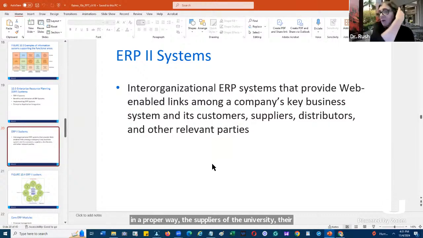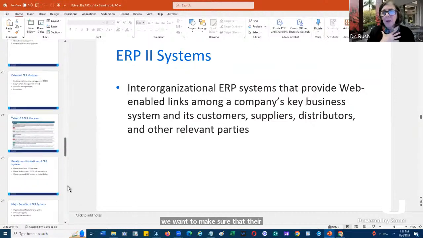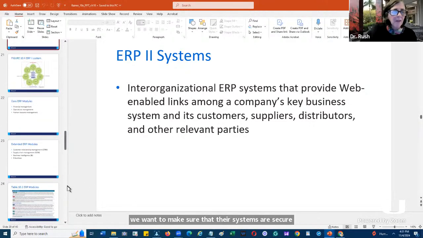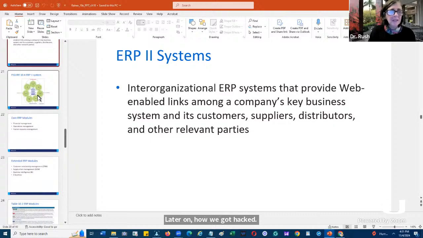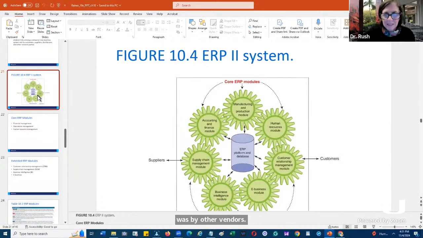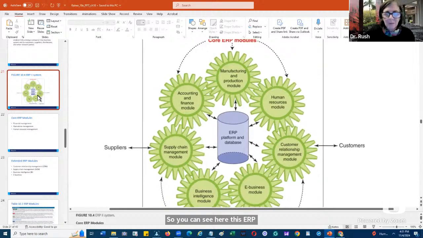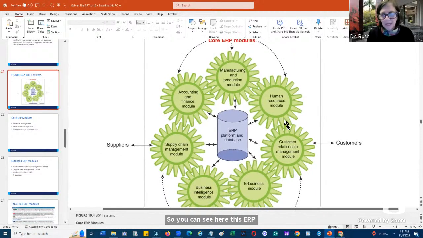We want to make sure that their systems are secure. Later on, how we got hacked was by other vendors. So you can see here, this ERP system. What's in the middle here, Sebastian, is my database. What is it? It's like a cylinder here. This is where my data is going to be. This is where I'm not going to have duplicate data.